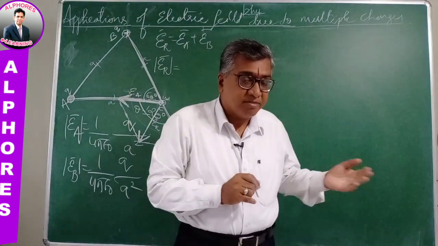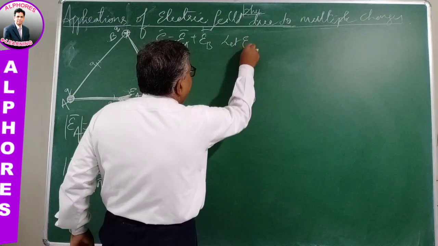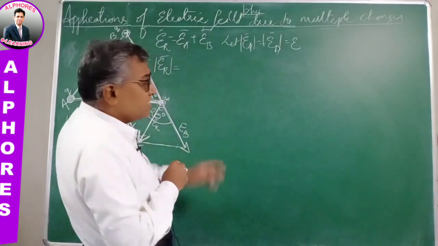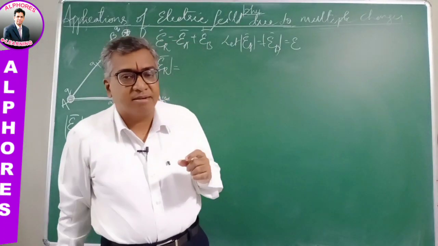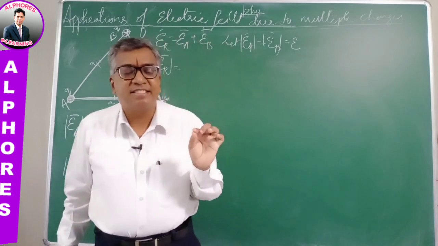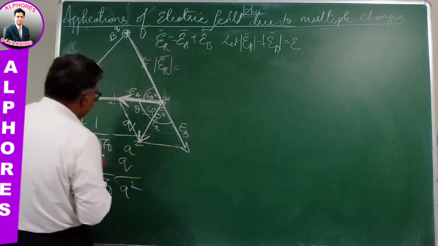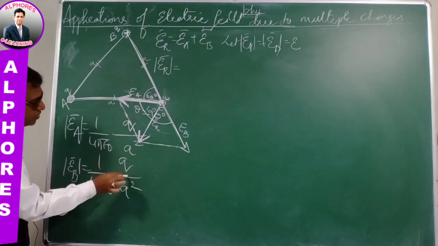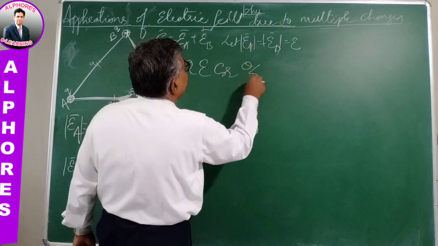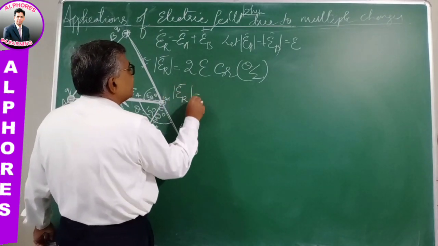And I was just now telling you, when 2 vectors are of same magnitude, let mod EA equal mod EB, the same magnitude. Applying a note in the parallelogram law of vectors, the note says if 2 vectors are of same magnitude P each, then the resultant magnitude is 2P cos theta by 2. So these 2 have same magnitude E each, 1 by 4 pi epsilon naught Q by a square. Then the resultant is 2E cos theta by 2.